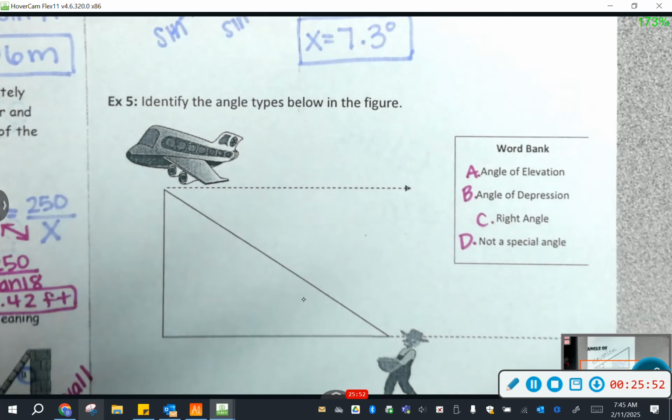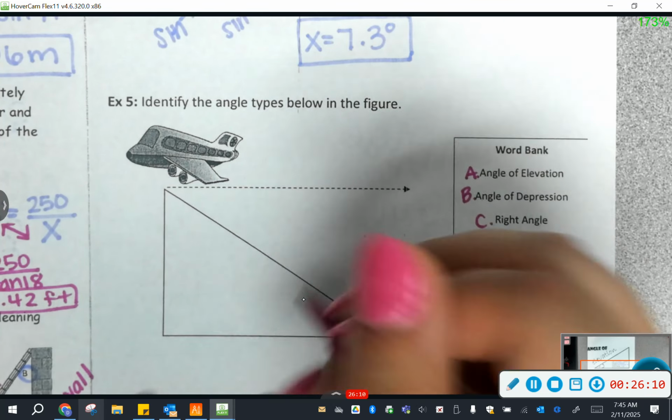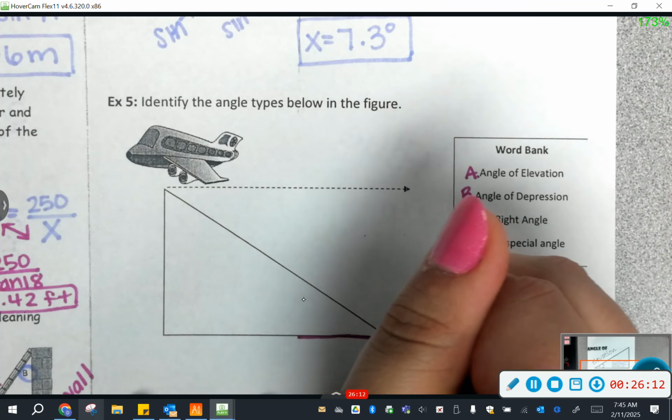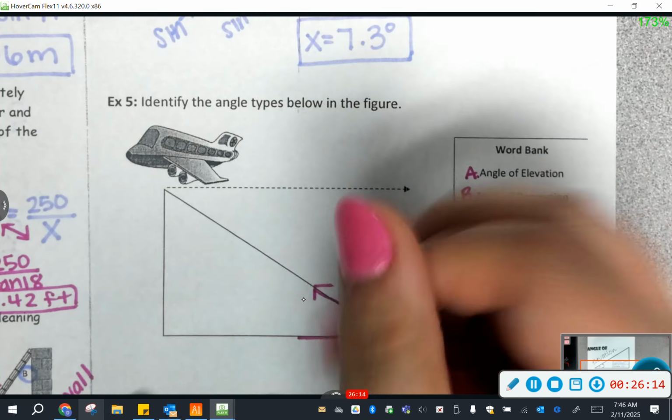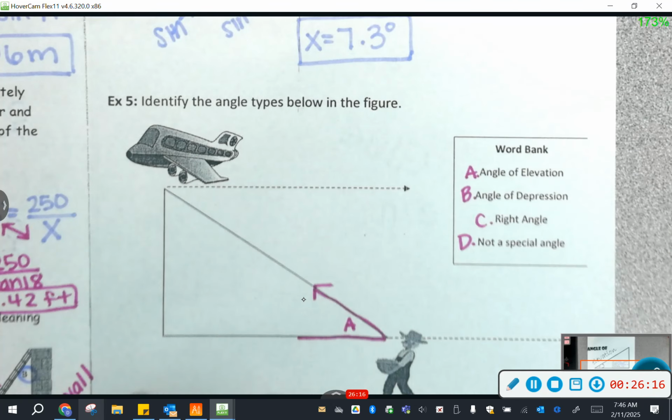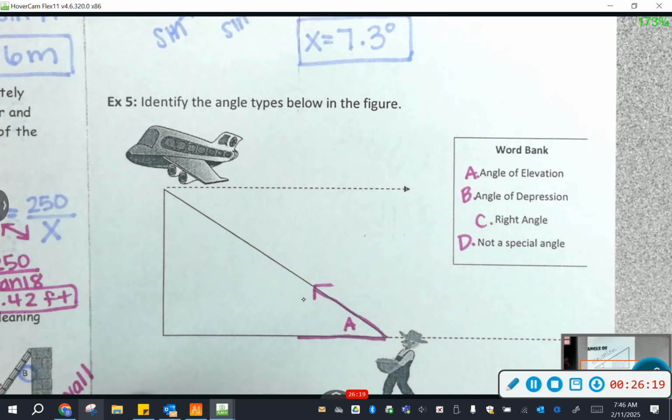That's what your test question is going to look like. Please label these A, B, C, and D. This is 12 points on your test. Where does my angle of elevation go? Angle of elevation means it goes what direction? The one next to a man. A horizontal line, then goes up. This is my angle of elevation. Please put an A there.